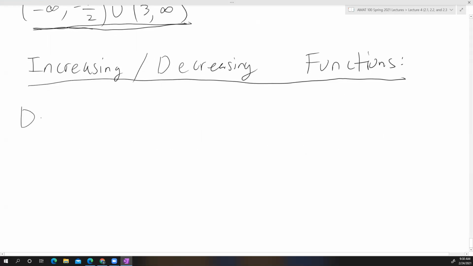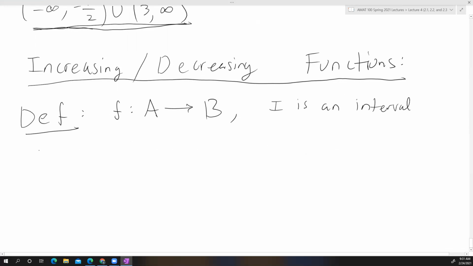So let me write down a definition first. The book is not really terribly rigorous, so I think it's good to be a little bit more rigorous. So we have a function from A to B. So the domain is A and the codomain is B. And we're going to take some interval, and it's going to be in A.